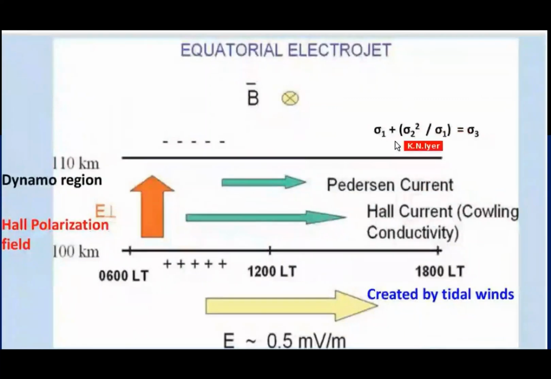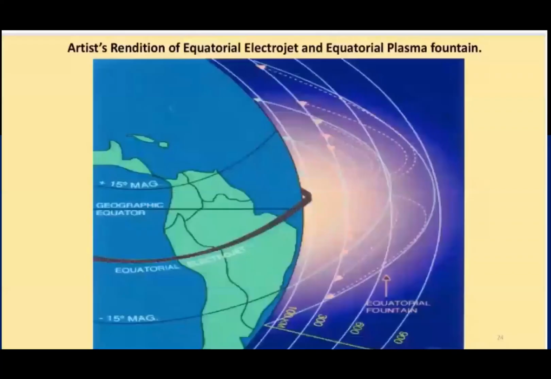So there is the Pedersen current, there is the Hall current, and also there is another direct conductivity, sigma naught. The effective conductivity there is given by sigma 1 plus sigma 2 squared by sigma 1, and that is called the Cowling conductivity. So this conductivity is extremely large over a very small belt of the equator. There only can this vertical polarization field be set up, because of the geometry, the exact perpendicularity between electric field and magnetic field. Beyond that, that effect is not there. That is the explanation of how the electrojet is formed and how much more intense current is formed there.